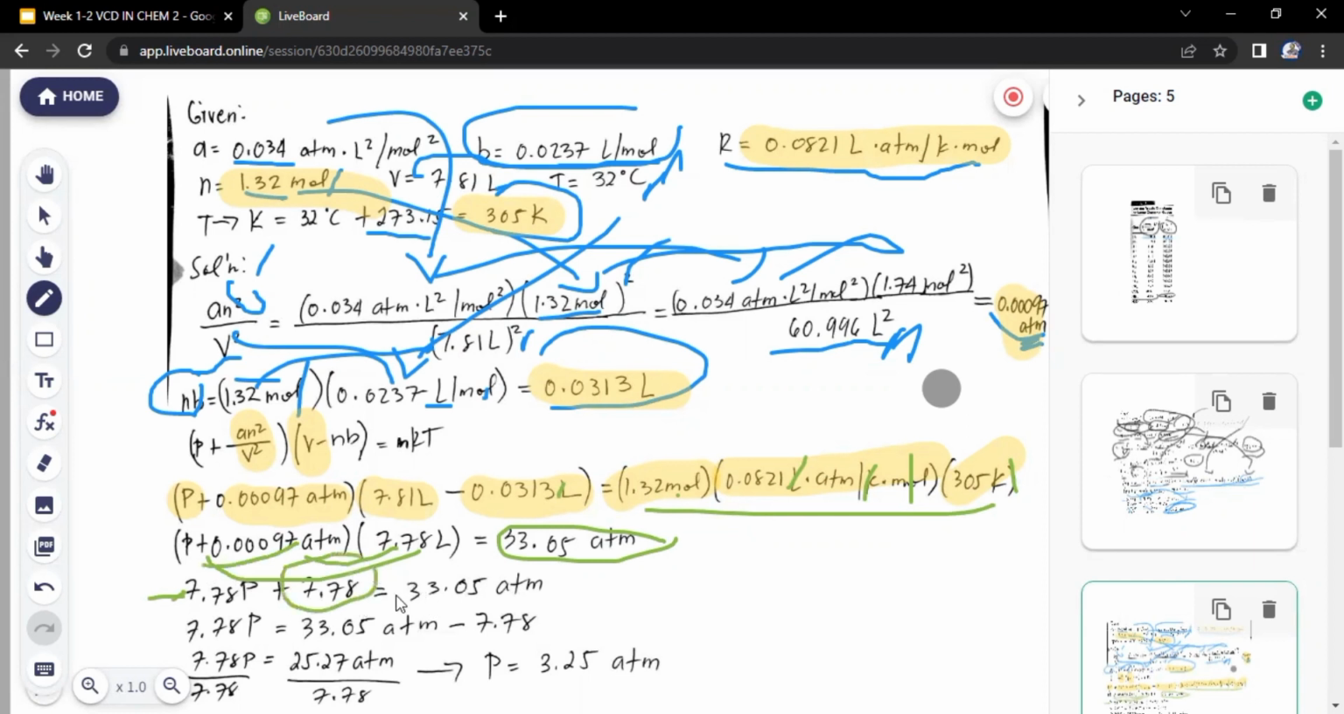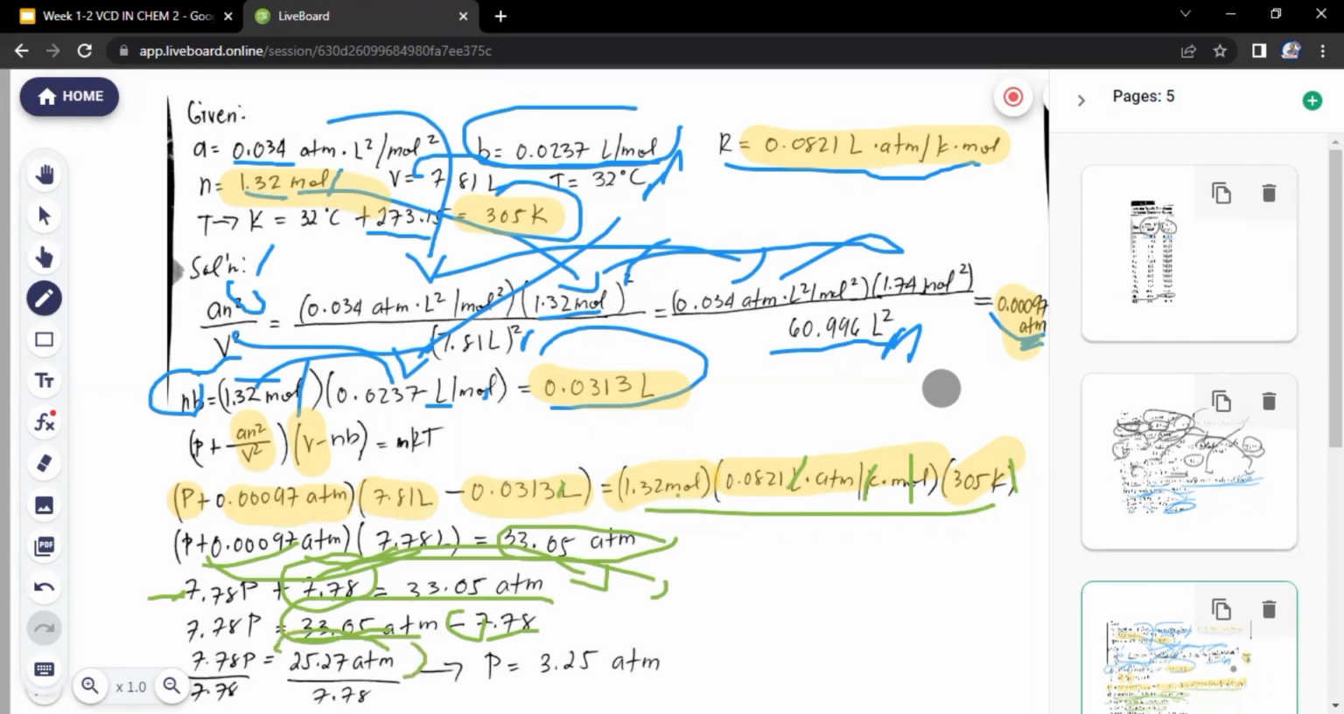value. And then the next thing that you need to do is transpose that 7.78 to the other side. Transposing that, you will have a negative value for that. That will become 33.05 atmospheric pressure minus 7.78. Okay, the minus because you transpose the value. All right, from positive, it will become a negative. And then subtract this one, you will have 33.05 minus 7.78, you will have 25.27 atmospheric pressure.